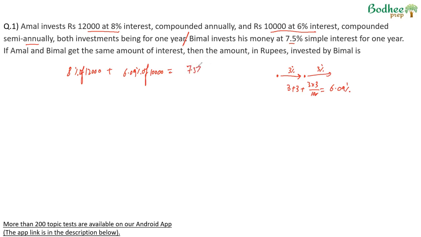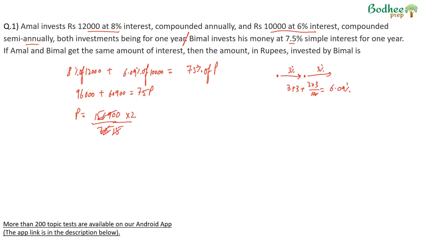Bimal gets 7.5% of, say, the principal. If we drop the percentage and simply multiply, we'll get 8 into 12,000, which will be 96,000, plus 60,900 is equal to 7.5p. So p will come out to, if we add these two, 156,900 upon 7.5. What I'm doing is I'm multiplying this by 2, so this becomes 15.